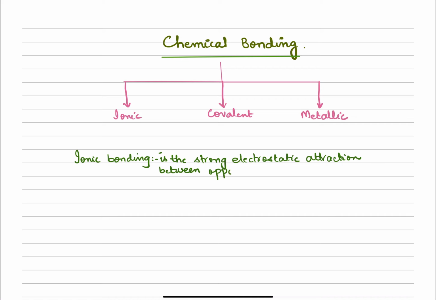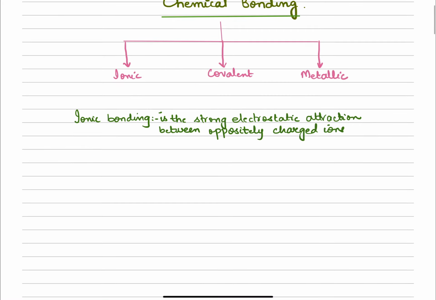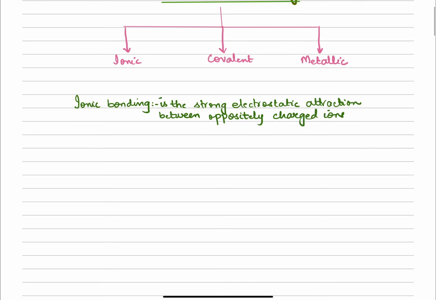In one of the previous videos, we saw that there are two types of ions, cations and anions. These oppositely charged ions attract each other via electrostatic attraction. Let's look at one of the examples.